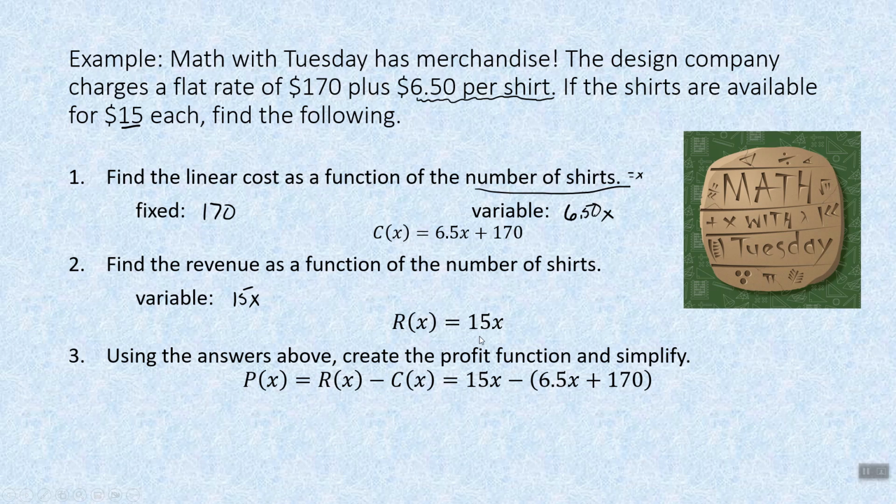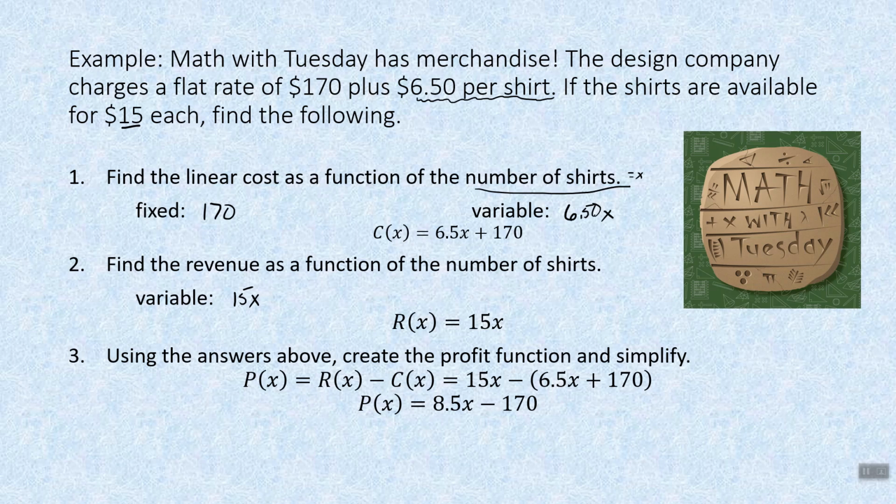Revenue minus cost, so revenue is 15x, minus... anytime I'm subtracting, I'm going to follow that with parentheses so that I remember to distribute. So I want to subtract the entire cost function using parentheses. Here I will have 15x minus 6.5x, which gives us 8.5x. And that 170 that was positive as a cost, well, that's negative in terms of profit, right? Because that works against us. So that negative distributes to the 170.